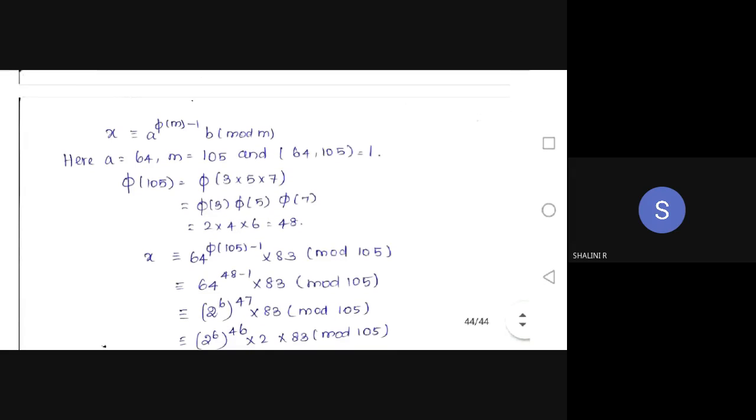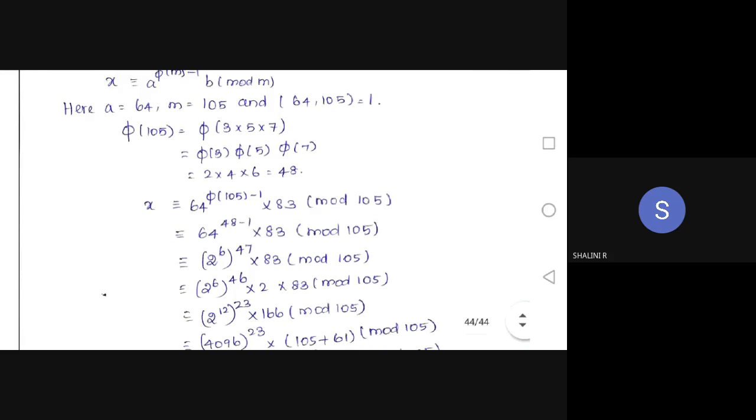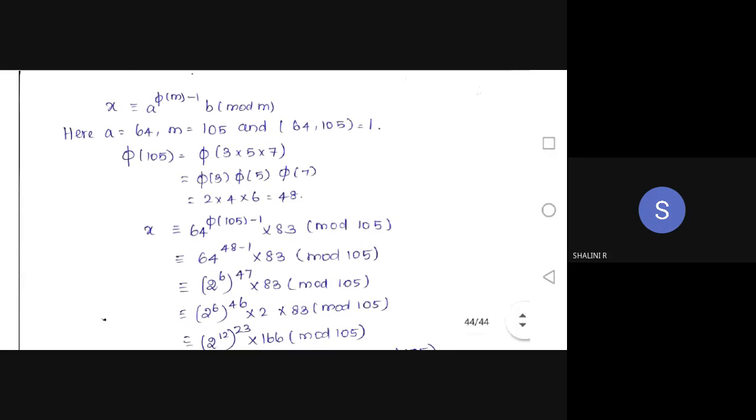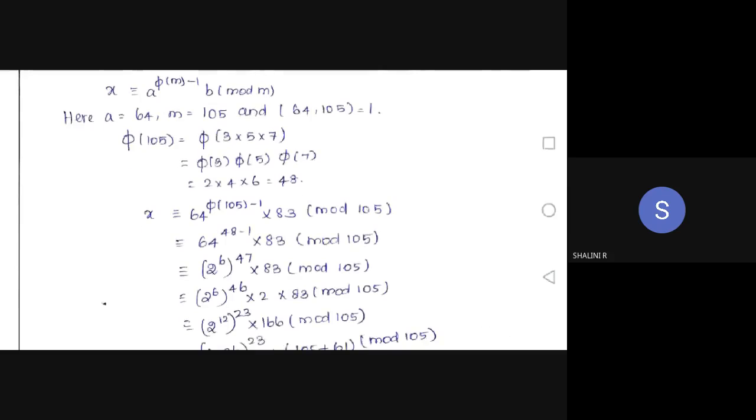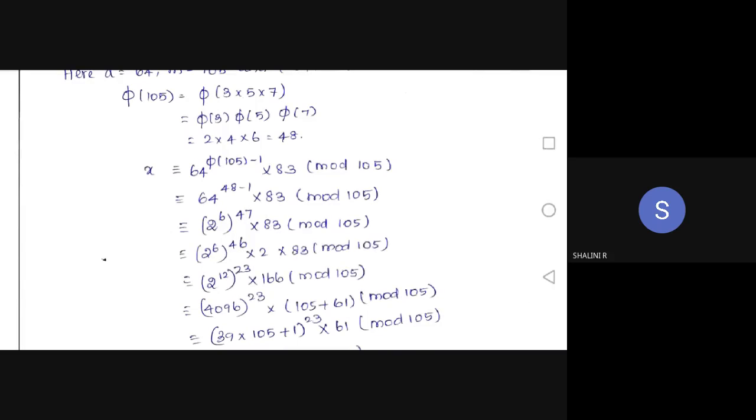Then 64 can be written as 2 power 6. So 2 power 6 whole power 48 minus 1 is 47 into 83. Then 2 power 6 whole power 47 can be written as 2 power 6 whole power 46 into 2. Then 46 is 2 times 23. So 2 power 6 whole power 2 into 23 can be written as 2 power 12 whole power 23 into 2 into 83. 2 into 83 is 166 under mod 105.